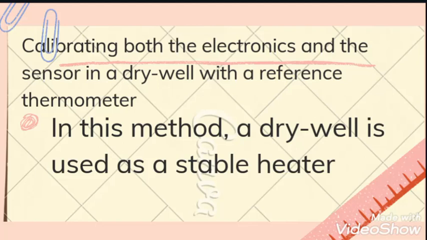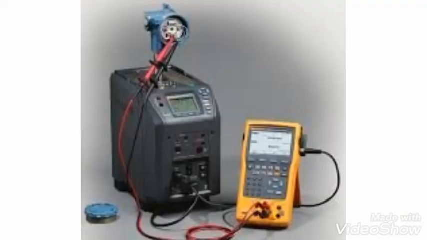In this method, a dry well is used as a stable heater. In this method, we are using a reference thermometer. So we are using a dry well, and we will stabilize the temperature, and then we will compare the result values. So this is the third method of calibrating the temperature transmitter.